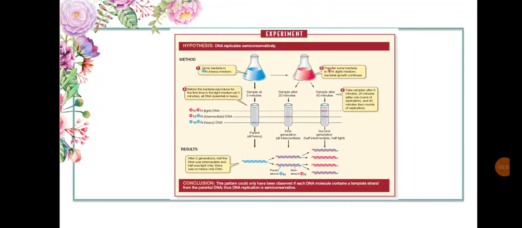When it is N14, it is always light, so it will be at the top. When it has heavy N15, it is always at the bottom. When the bacterial DNA has both N14 and N15, it will stay in the middle. So it is semi-conservative. When the two parental DNA strands go for replication in the semi-conservative case, one strand is parental and one is complementary. So an intermediate type of DNA will occur in the middle.